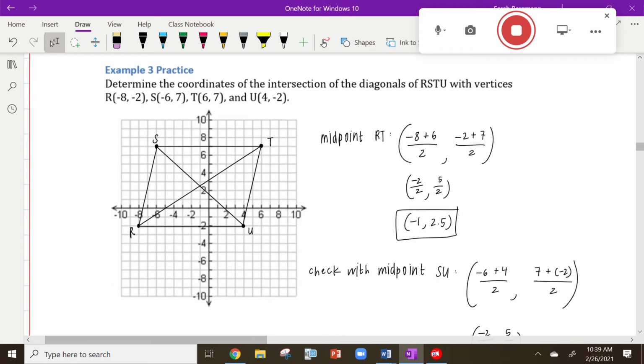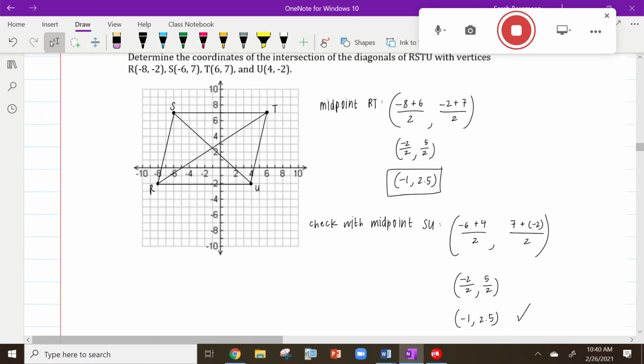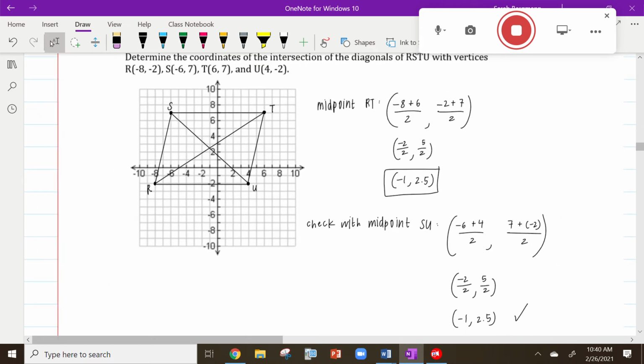Here's the correct answer. -1, 2.5, and I showed you how you could check that work as well. It doesn't matter whether you choose RT or SU. You can pick which one you want and use the other to check.